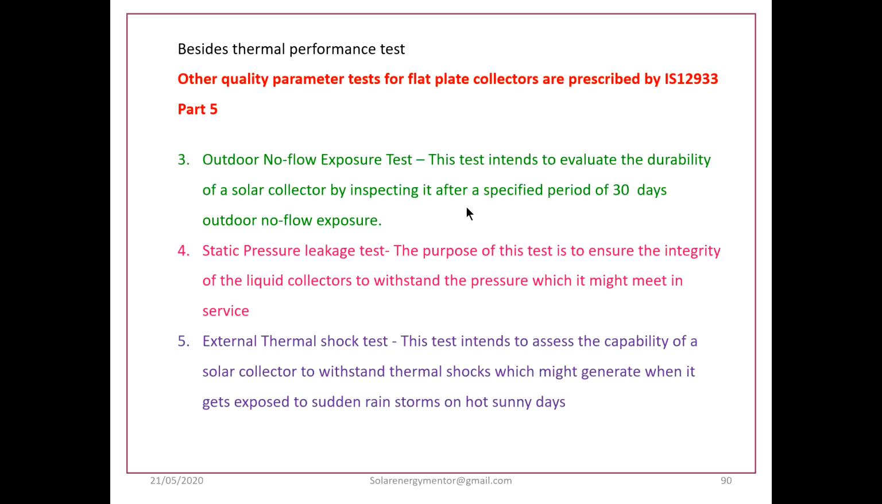On hot days, suppose today is 27th of May, and the ambient temperature is say 43 degrees Celsius. Now at 3 o'clock in the afternoon, suddenly the clouds gather in the sky, and suddenly the hailstorm starts, and the ambient temperature drops from 43 degrees Celsius to say 29 degrees Celsius. In that case, will the collector be stable? So this is a thermal shock to the collector, an external thermal shock.